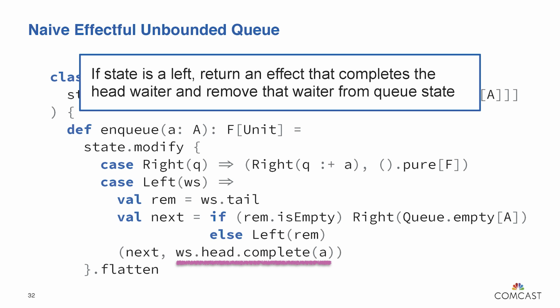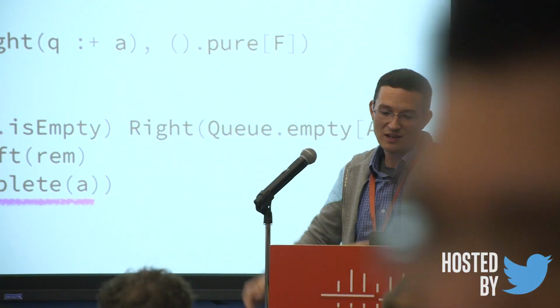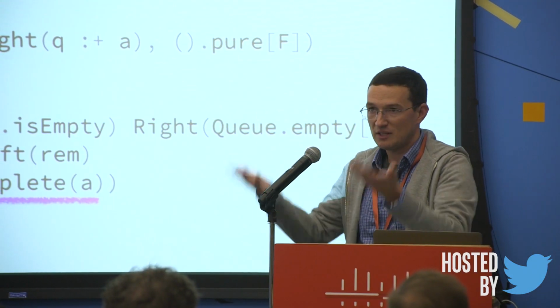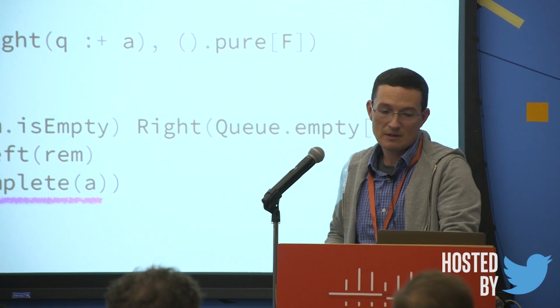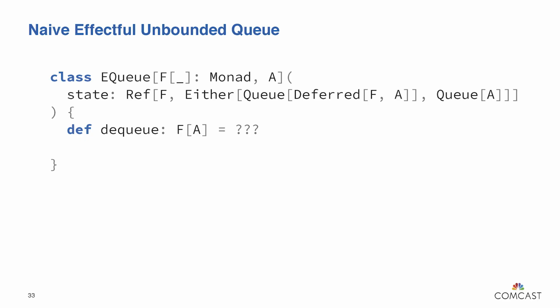Now, the side channel here, we return this ws.head.complete. Right? So we return an action that when we flatten in a moment, is going to have the effect of having the dequeued element wake up one of these listeners. All right, let's look at dequeue real quick.